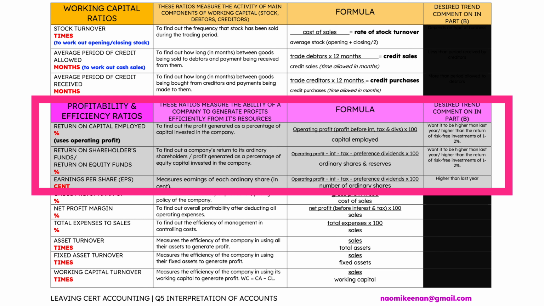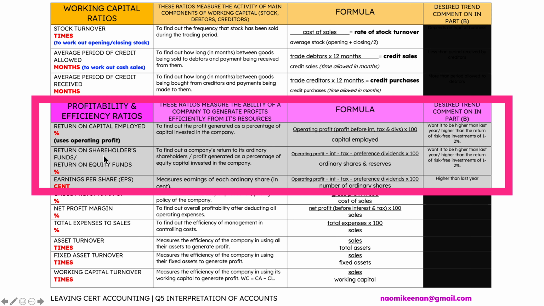And the formula is operating profit multiplied by 100 over capital employed. So we'll take a look in a second about what operating profit is. And obviously we want the return on capital employed to be higher than last year, higher than return on risk-free investments of 1 to 2%, higher than preference share rate, whatever that might be, higher than the dividends, higher than the debentures that we have as well.